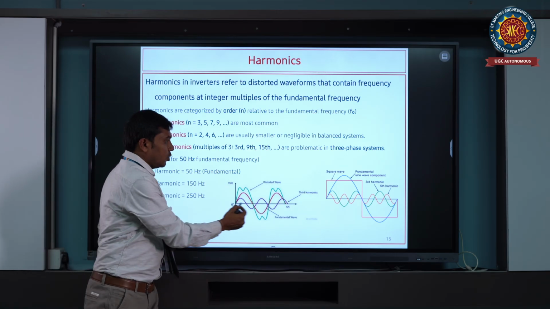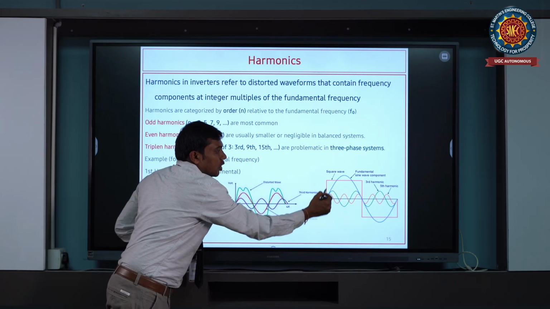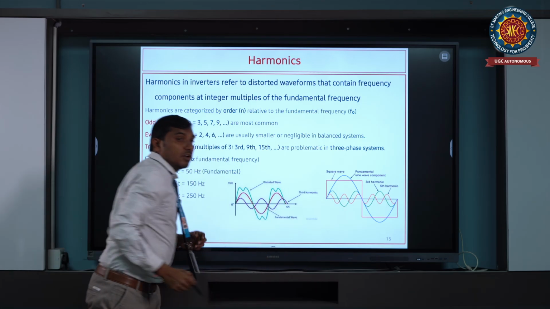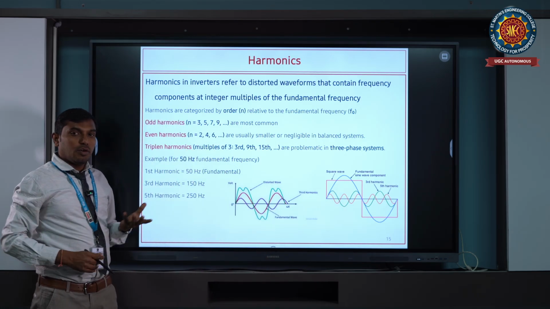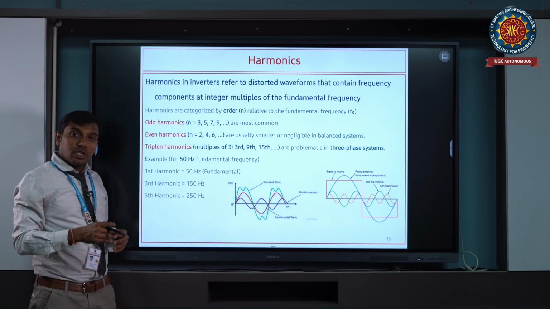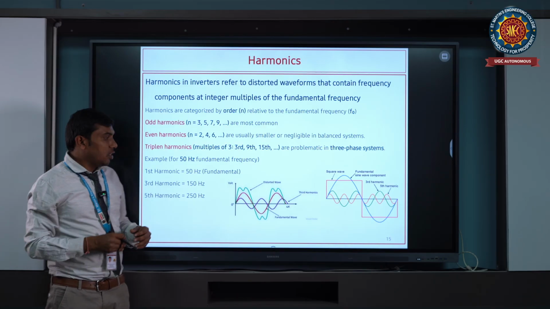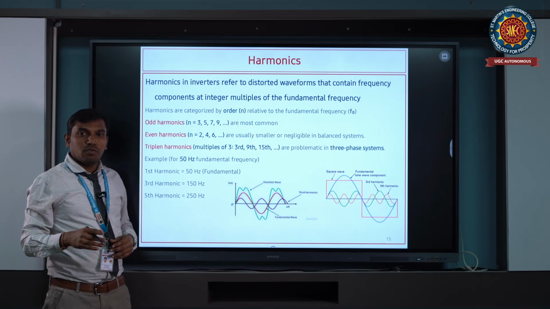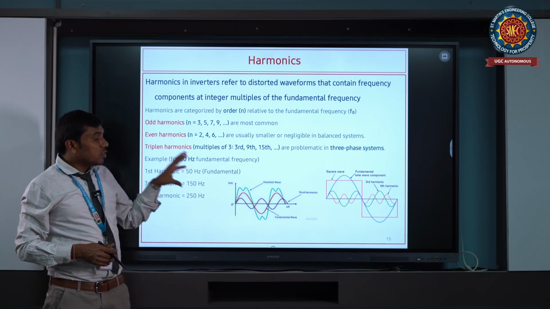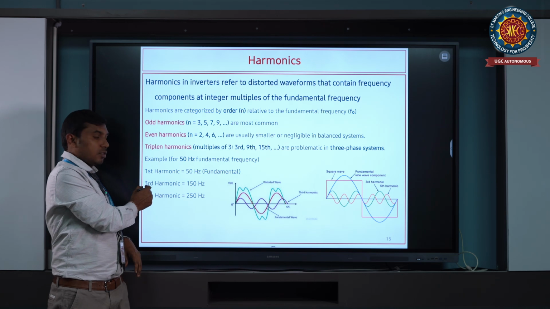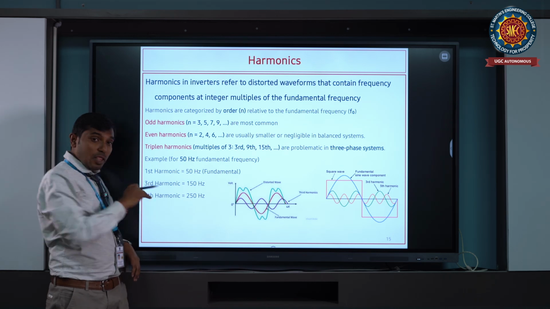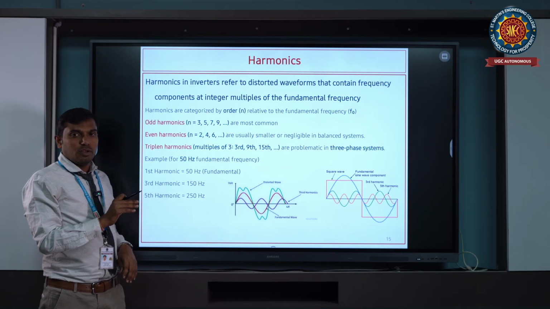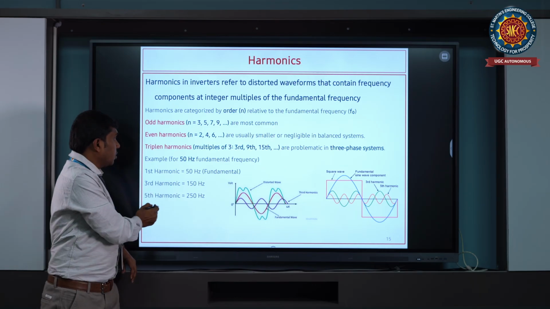You can see the shape here. This is one type of harmonic. The blue one is the 50 hertz component, and we have other components of other frequencies. The third harmonic has a frequency of 3 into 50, 150 hertz, and the fifth harmonic has a frequency of 5 into 50, 250 hertz. These are generated in power electronic converters, especially inverters. They have a very negative effect on the performance of the inverters, therefore they should be reduced.